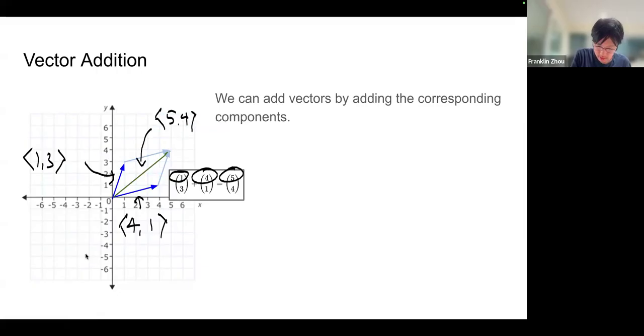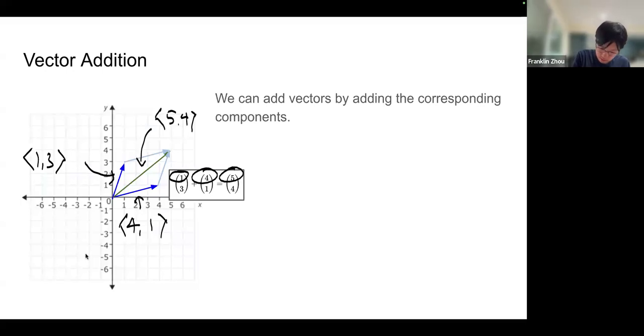And yeah, we just add the horizontal ones together. 1 plus 4 is equal to 5. And the vertical ones together, 3 plus 1 is equal to 4. And there's actually quite a few graphical representations of this, but I think the most intuitive one is this parallelogram law. Basically, vectors are always the same, no matter how you translate them.